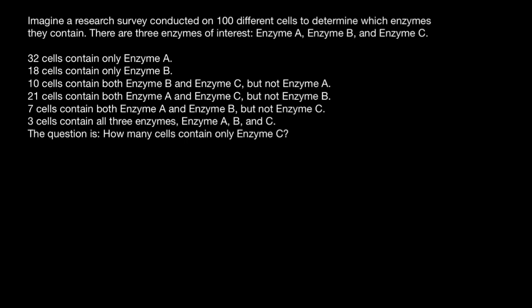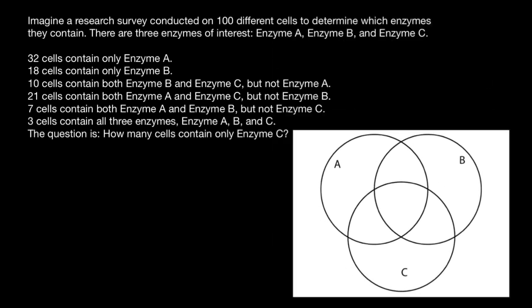And the best way to solve this problem, as we see there are 3 enzymes here, would be to use a Venn diagram, where 3 circles represent different enzymes, enzyme A, B, and C, and the interactions between these enzymes. Now let's take a closer look at our problem.